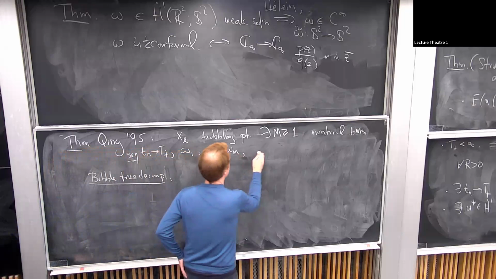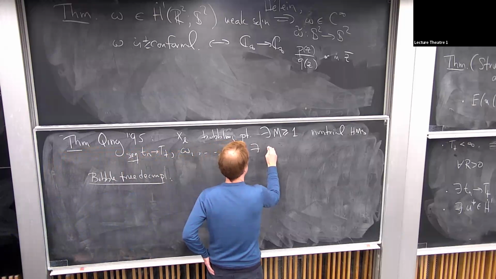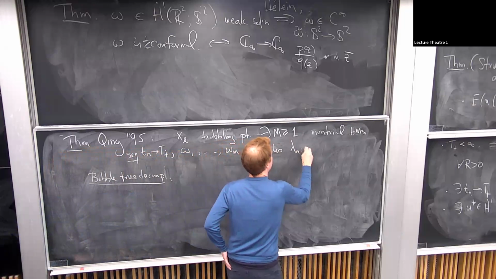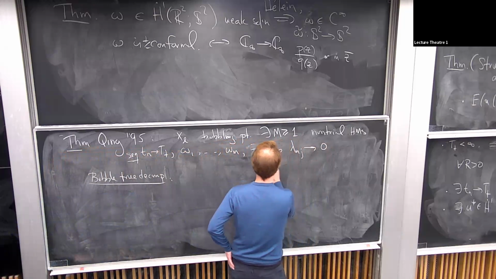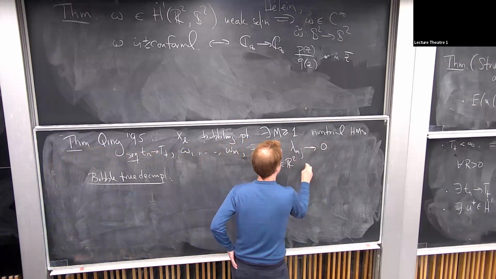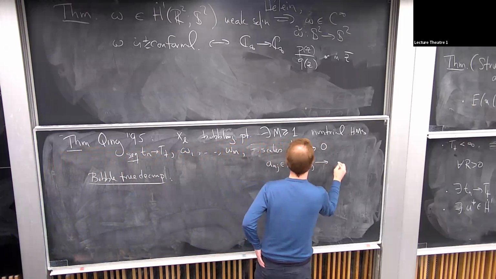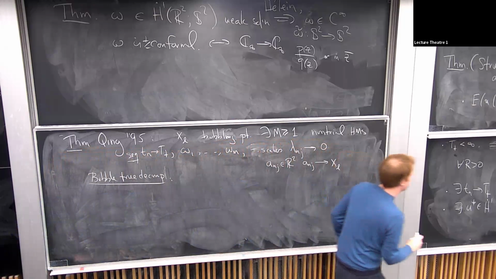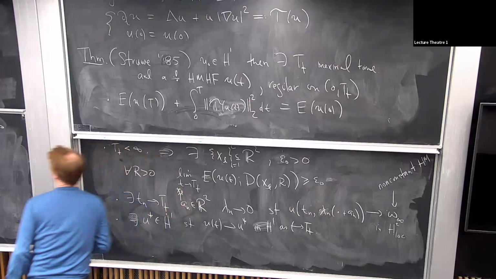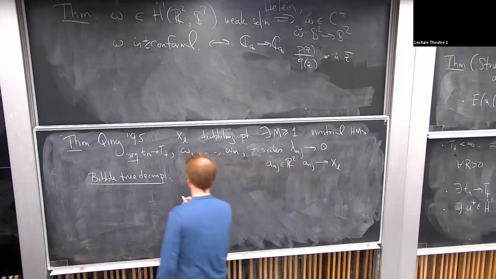So I should say what else there is. There's scales, and then j goes to 0, and then a_n^j tends to XL. So you have a bubble decomposition.